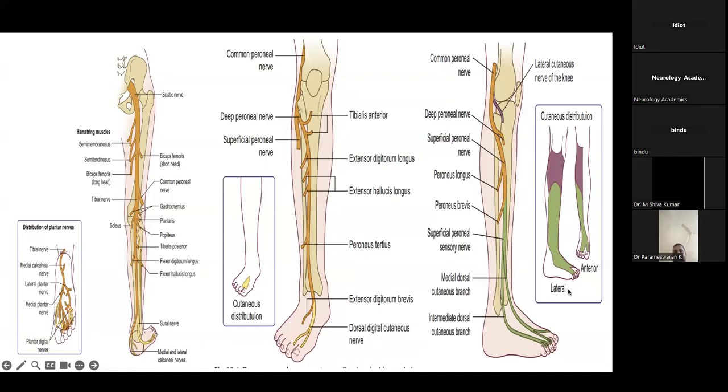The cutaneous supply of the lateral leg is by the superficial peroneal sensory nerve, through the medial dorsal cutaneous branch and intermediate dorsal cutaneous branch, and the upper lateral leg is supplied by a branch given directly from the common peroneal nerve, the lateral cutaneous nerve of the knee. Here, this area is supplied directly from the common peroneal nerve just before the division, and this is supplied by the superficial peroneal nerve. And the sensory supply of the deep peroneal nerve is only the small area near the first web space.